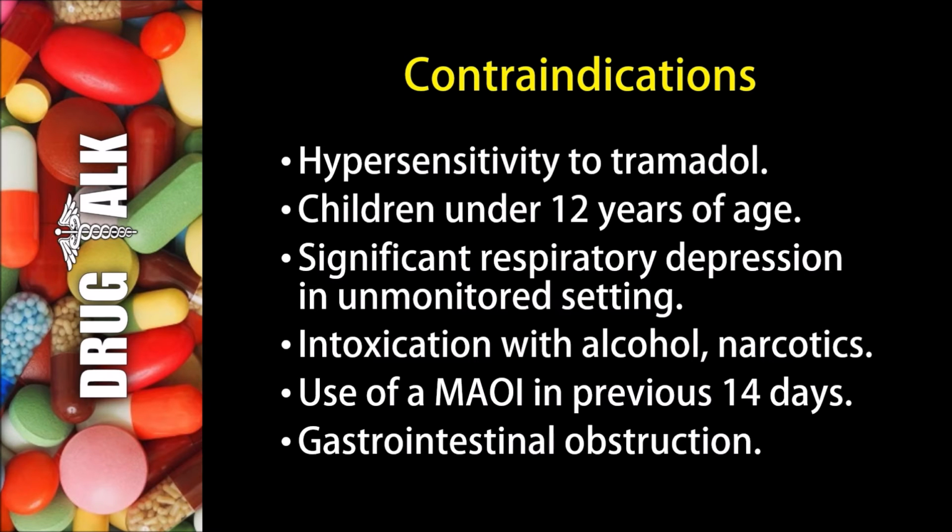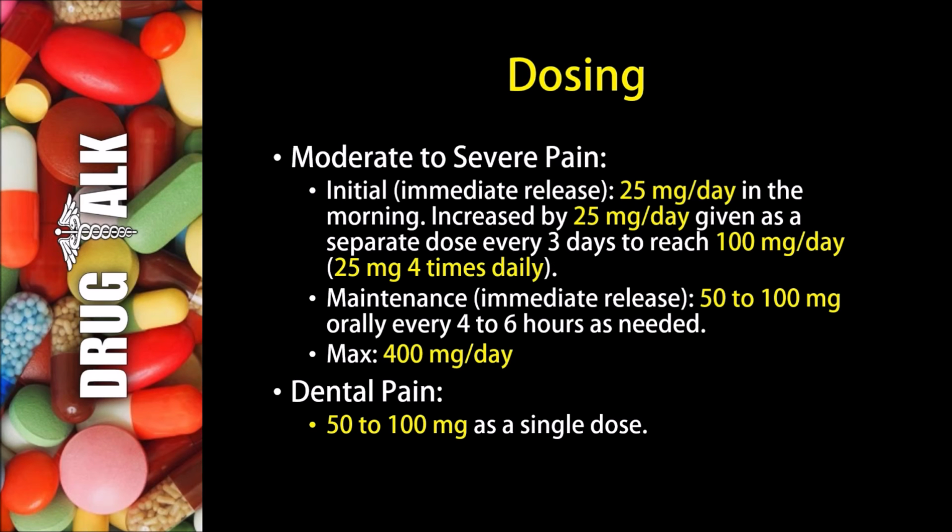Now, when would we not be able to give a patient Tramadol? So first off, if they had a hypersensitivity to Tramadol, they would not be able to use this medication. Patients under 12 years of age cannot use Tramadol. It will be contraindicated in patients who have significant respiratory depression in an unmonitored setting. If a patient was intoxicated from alcohol or narcotics, they could not use this medication. It will be contraindicated to be used if a patient has used a monoamine oxidase inhibitor in the previous 14 days. And lastly, if a patient had a known or suspected gastrointestinal obstruction, they would also not be able to use Tramadol.